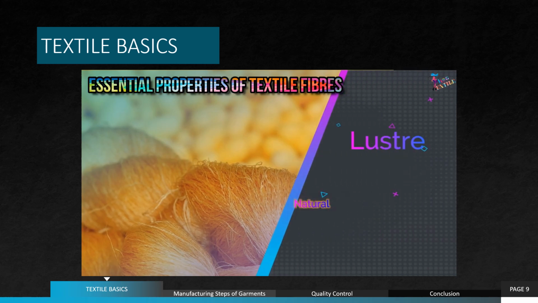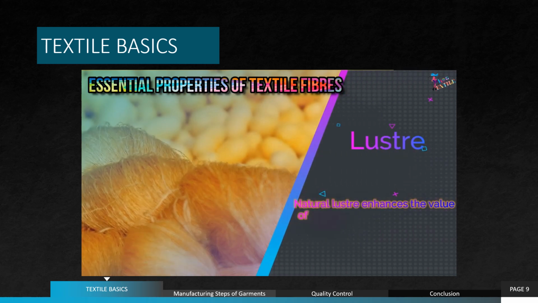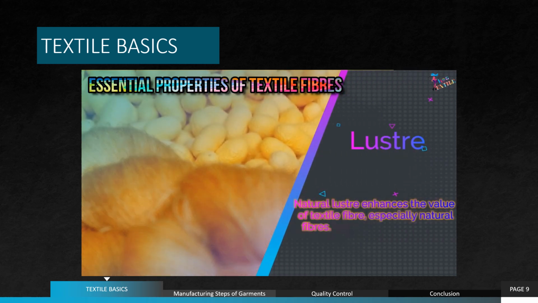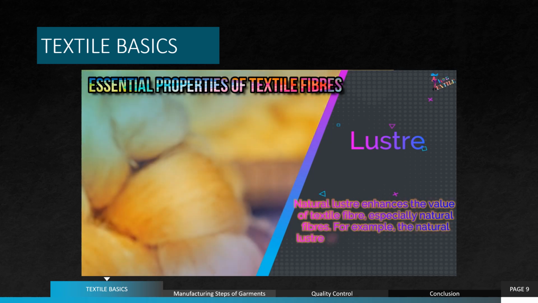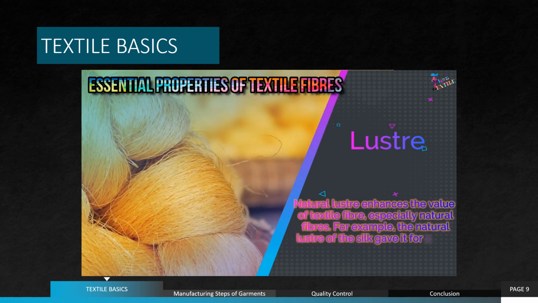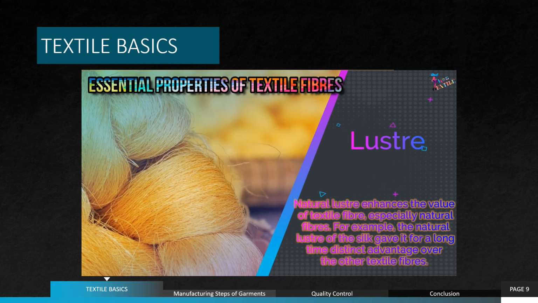Luster. Natural luster enhances the value of textile fiber, especially natural fibers. For example, the natural luster of silk gave it for a long time a distinct advantage over the other textile fibers.